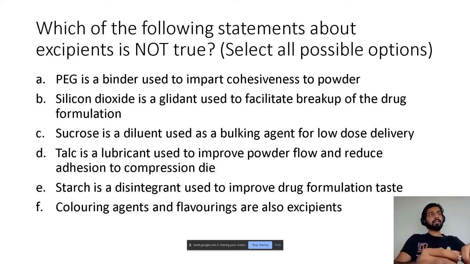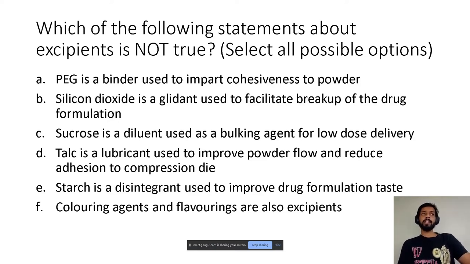Option C, sir. Okay, so silicon dioxide is not a glidant, you're saying. Any other thoughts? E can be there, starch formulation taste. Yeah, let's go to E first. Starch is not very tasty, right? So it doesn't make any sense to add it to improve drug formulation taste. So option E is not a correct option, and also B.